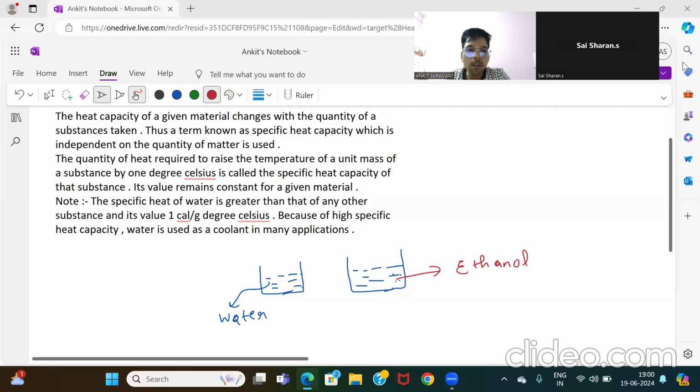Now, what is the meaning of this? From where this term specific heat capacity came? Heat capacity means, see, what is the meaning of heat capacity?